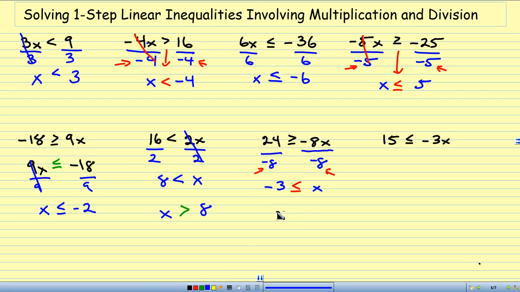Now, for my final answer I'm going to want to put x on the left because I want you guys to do that. So if I put x on the left, I'm going to put negative 3 on the right, and I need to make sure that the inequality still points to the negative 3.